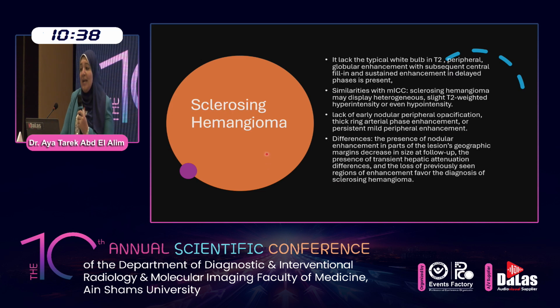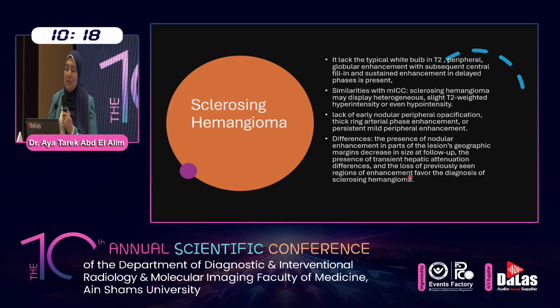Sclerosing hemangioma. As we know, how do we report hemangioma? We all know that hemangioma is a light bulb, high T2, with peripheral arterial enhancement and gradual filling in. But what if there is fibrosis inside the hemangioma? It will be the sclerosing type, and this will be very difficult to differentiate from cholangiocarcinoma.